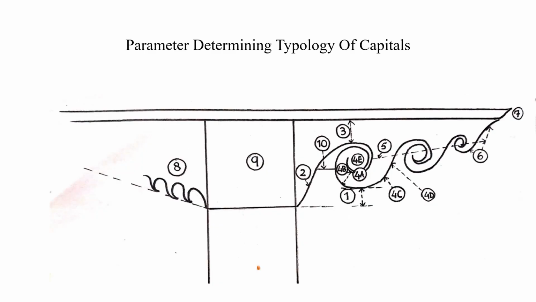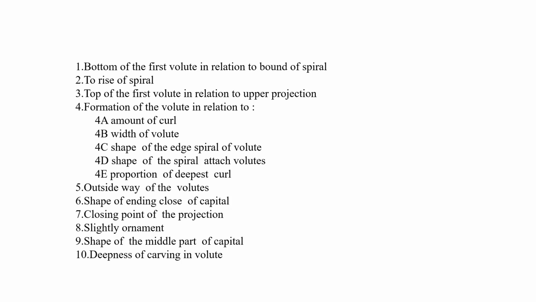Parameters determining the typology of capitals. Number 1: bottom of the first volute in relation to the bound of the spiral. Number 2: to raise of the spiral. Number 3: top of the first volute in relation to the upper projection.